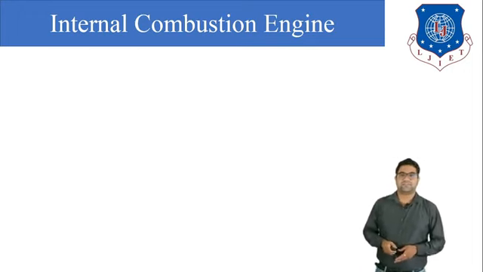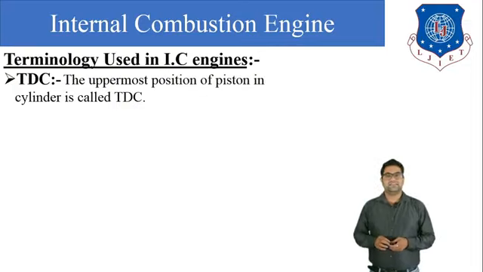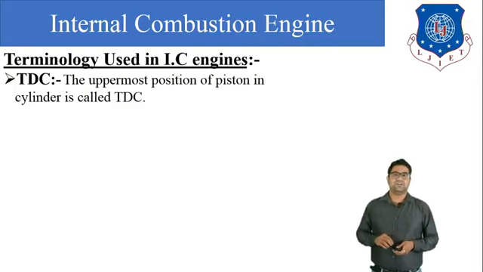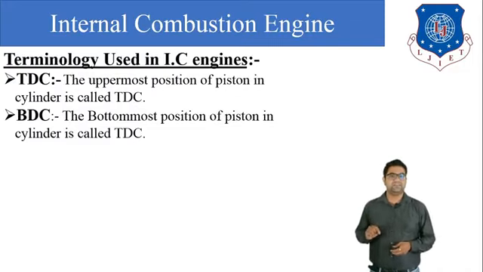So the first term is TDC. TDC is the top dead center. It is the uppermost position in the cylinder. Next is the BDC. BDC means bottom dead center. It is the bottommost position to which the piston can travel. So this is known as BDC.